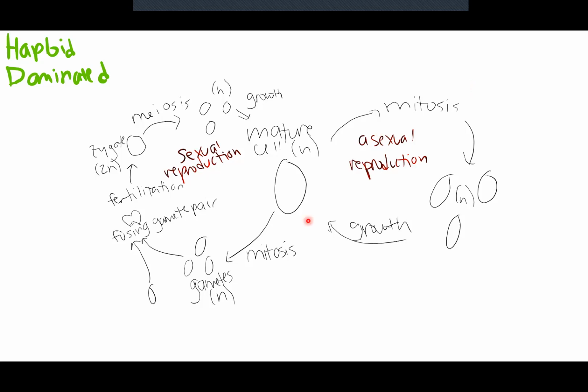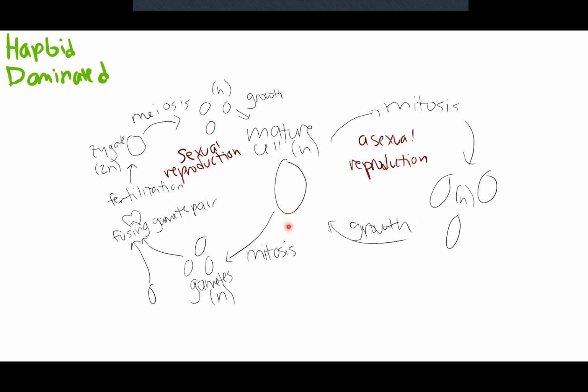The way I like to look at life cycles is to start from a mature cell, but you can also start from a zygote. This picture I just drew the mature cell. So we can see that the mature cell is haploid, it's N. If we go to the right, it divides by mitosis, so it's creating genetically identical daughter cells, which are also haploid. These will grow and mature again into mature cells, also haploid.